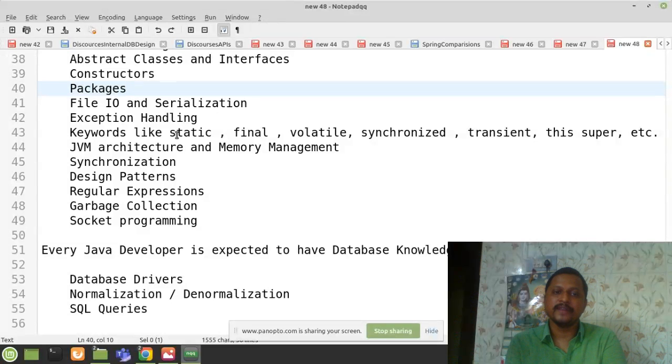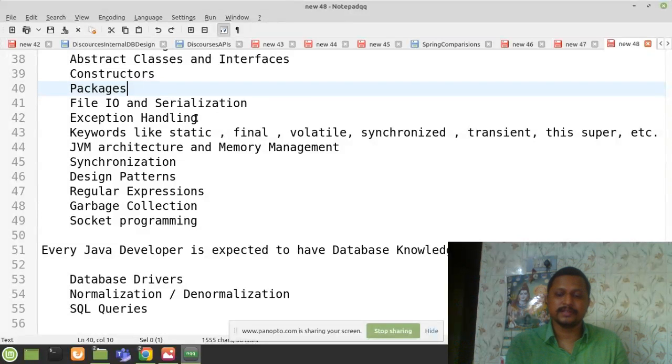So not only every Java developer, every developer in C#, .NET, or any language, even Ruby, needs database knowledge. As a developer we must have database knowledge, and we need to work at the DB level. We must have that knowledge.